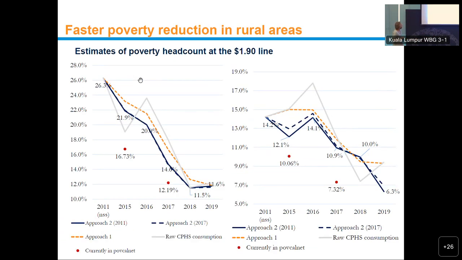This is by urban and rural. Rural is here, and urban is on the right. I don't know how many of you are familiar with the India context. There was a demonetization event around 2016 that affected urban India more than rural India, followed by a rapid remonetization shortly thereafter. And we see that pick up in urban: an increase in poverty around demonetization and a rapid recovery following it.